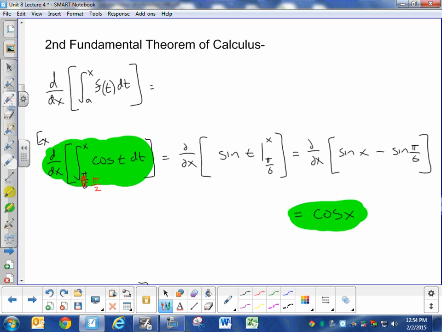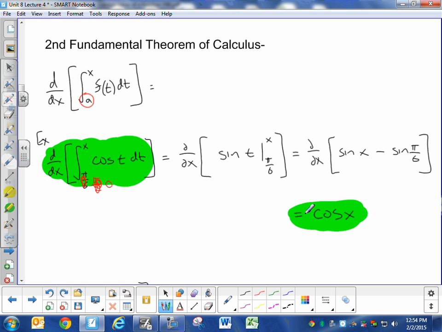Would it matter? No, because it would just be the sine of pi over 2, which is just a value, and if I take the derivative, it would just be 0. So even if I chose to use 0, this would still be 0. So it doesn't matter what this value is. It could be any value. I'm still getting cosine of x.